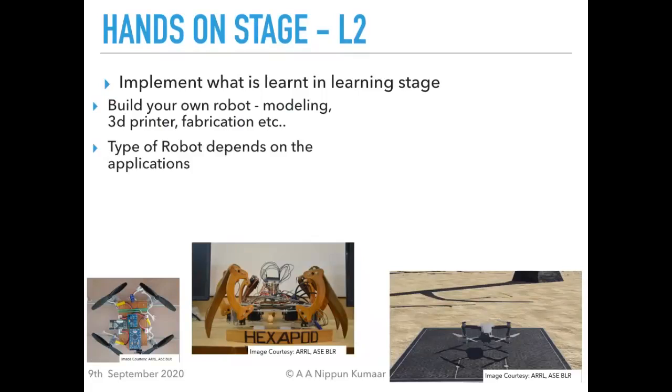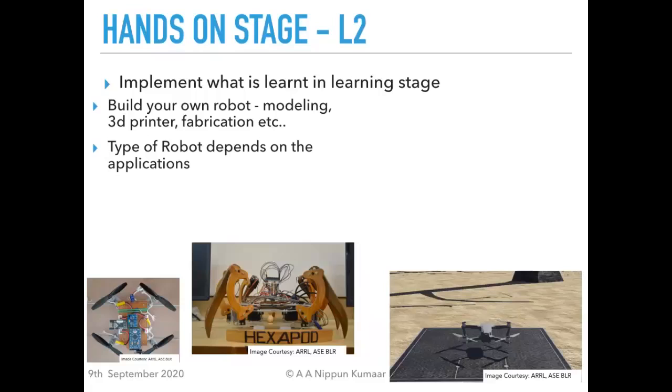What kind of robot I build depends on what kind of application you're talking about, whether it's a manipulator or a mobile robot, things like that. If you look at the picture below, on the leftmost you have a micro drone. It's a palm-sized drone, which was entirely modeled and then 3D printed. It is used for a simple path planning application. We have built that drone. So that is one example of a 3D printed robot.